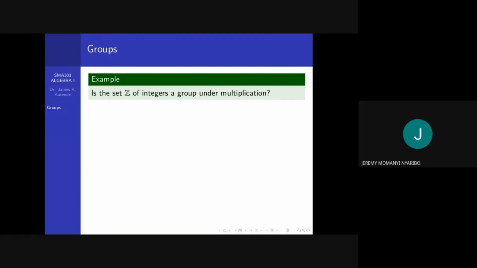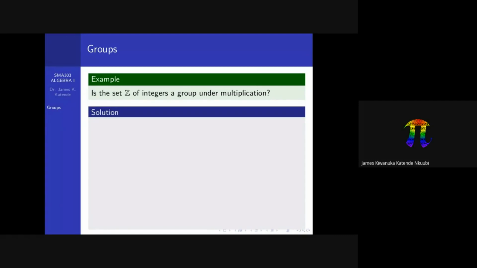Yes, that's correct. So let's look at the solution. A set of integers will not be a group because, as you said, some elements, for example 0, will not have an inverse, and many other elements will not have an inverse. For instance, 2 will not have an inverse. The reason is that the inverse must be an element in the set.